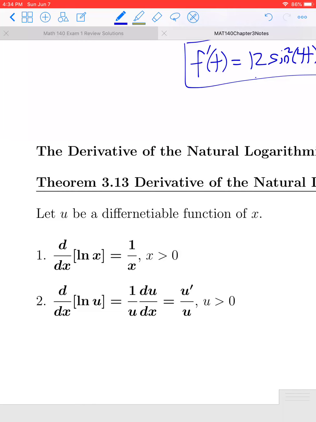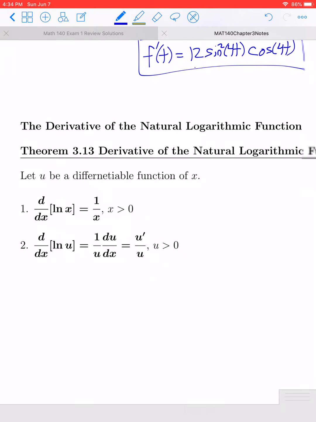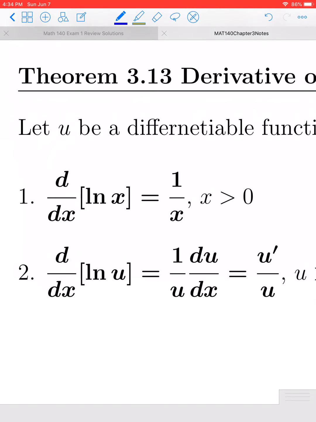The next thing we're going to look at is the derivative of the natural log function. This is stated as a theorem in the book. Theorem 3.13 says that the derivative of the natural log of x is equal to 1 over x. So if we're differentiating the natural log of just x, where x is the argument of the ln, the answer is simply going to be 1 over x. And this is for x greater than 0.